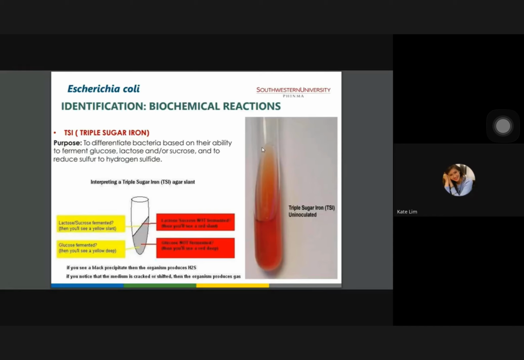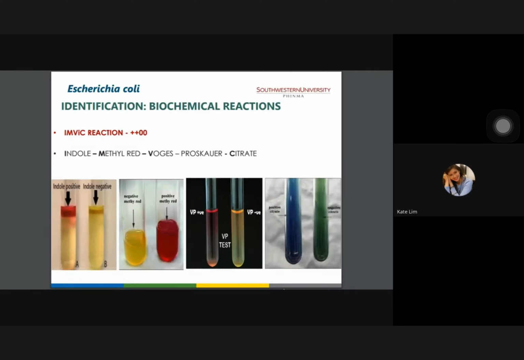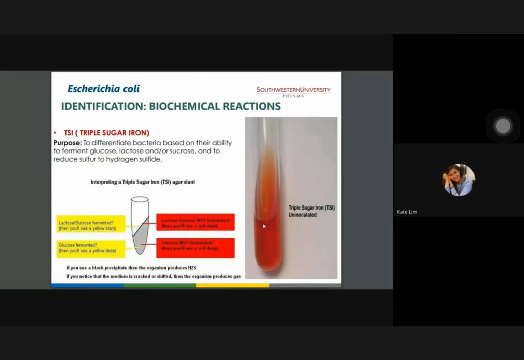As you can see here, on the surface of your TSI, it has a slant and a butt. Unlike your citrate, which is all slant. It's slant, not so clear, but do not worry. On your next laboratory activity, you could actually observe this one. So in here, it has a slant and a butt.